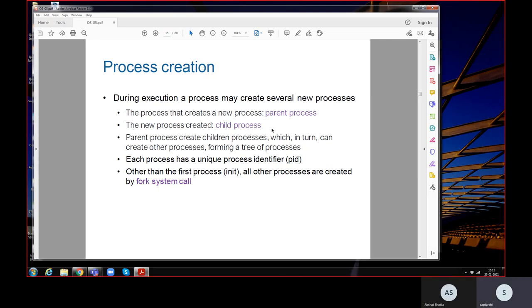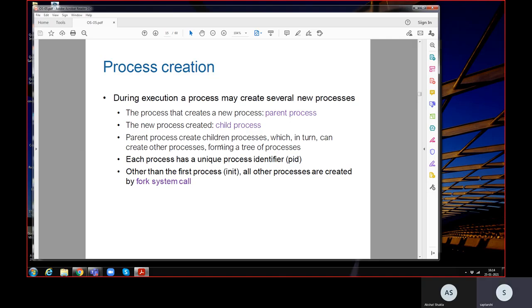Now understand that it's not that a child process can never become a parent. Again, these terminologies are inspired by what happens in real life. So a parent gives birth to a child, that child also grows up, and that child later, when he or she becomes an adult, can give birth to other children. So here also, a parent process can create a child process. In turn, these child processes can create other processes. Right? So these children processes can become parents later.